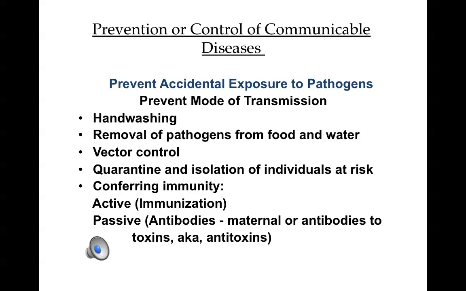Conferring immunity, either actively with immunization or passively by transferring immune factors from one person or one source to the patient. Maternal antibodies from mother to child during pregnancy, or manufactured antibodies to counteract the effect of toxins, such as antitoxins used to inhibit the activity of things like tetanus or botulinum toxin. These are all ways of preventing or breaking the mode of transmission and limiting or preventing diseases from occurring.